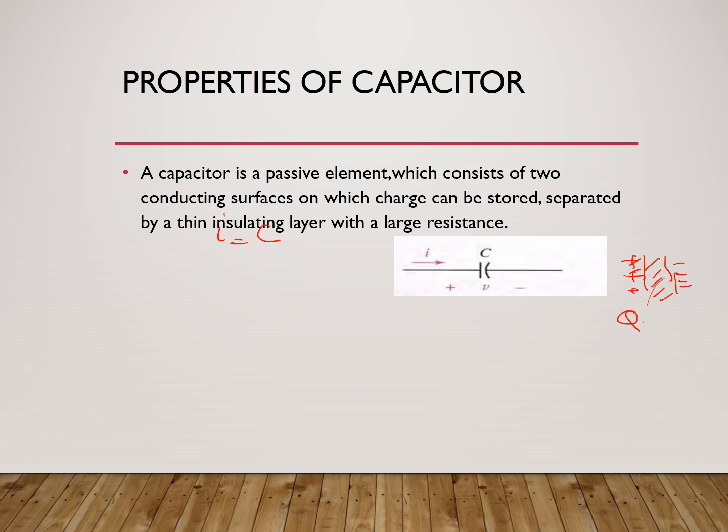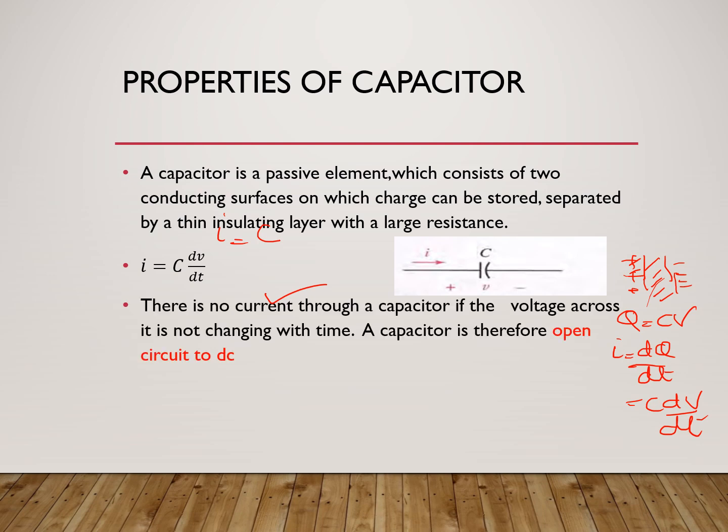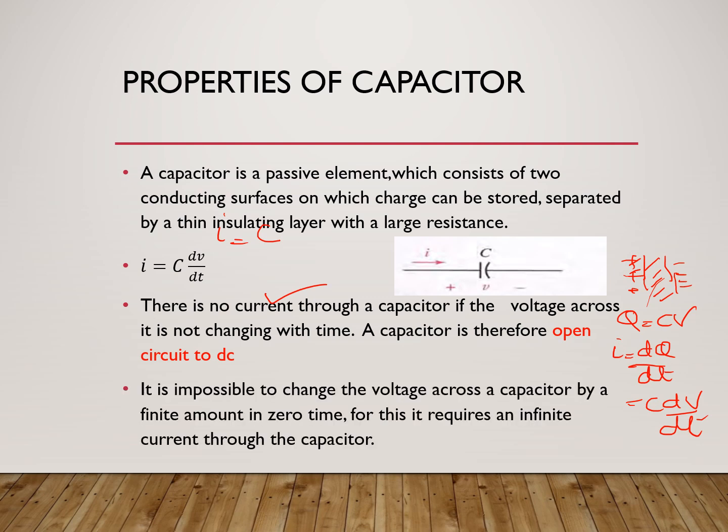Now the charge can be written as Q is equal to CV, and current hence can be written as i is equal to dQ divided by dt, or C into dV by dt. So this is the expression for the current, and by observing this we can see that if you want to change the voltage across a capacitor by a finite amount in zero time, it requires an infinite current through the capacitor.